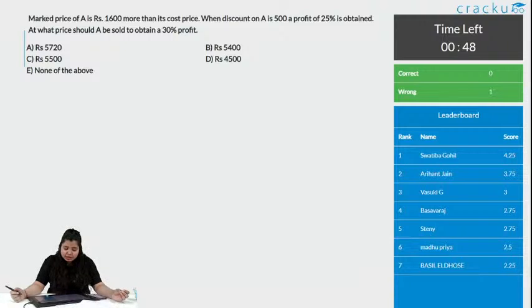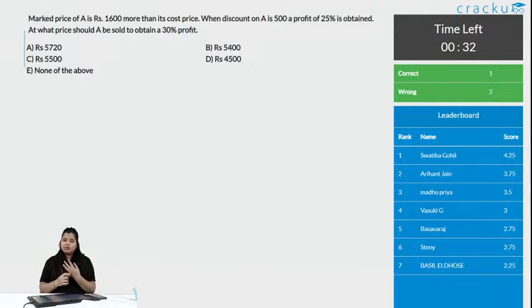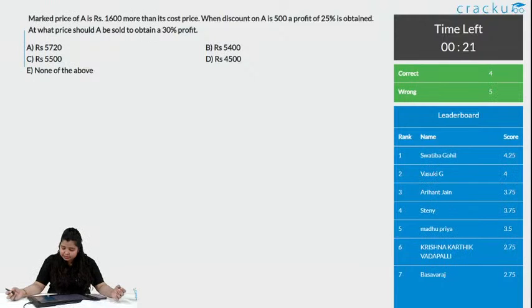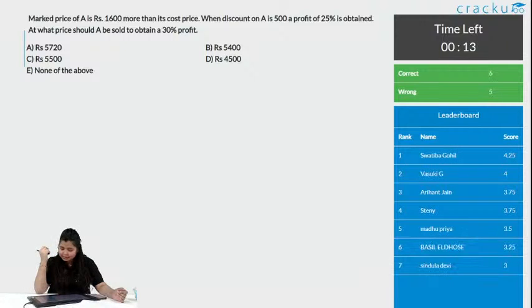Seconds remaining. The last question. There's one correct answer and one wrong answer. See, you must know where we are applying the discount, whether it is on the cost price or the marked price or the selling price. Once you get that, you will solve the answer very easily. 4 people got this correct and 5 wrong. Seconds remaining. We have 6 correct answers and 5 wrong answers till now.